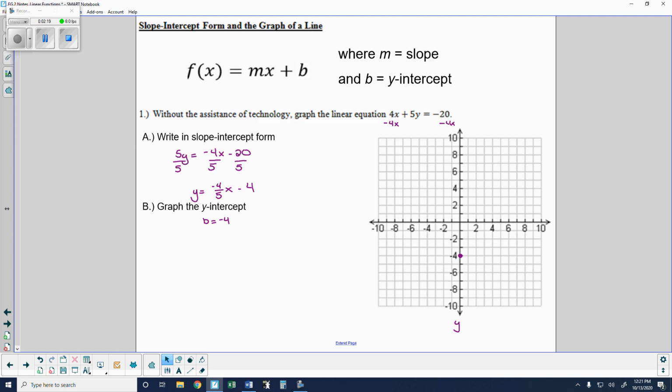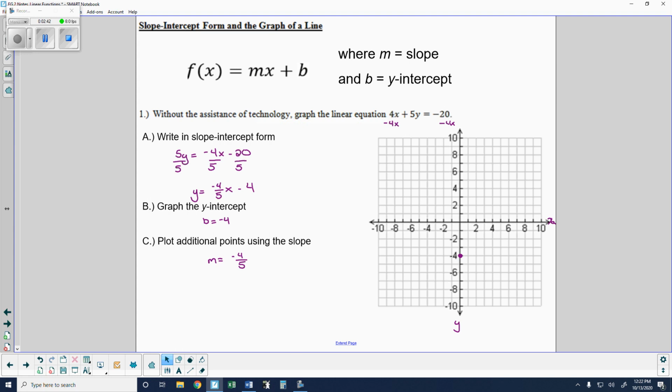Remember, the y-axis is the vertical axis. The x-axis is the horizontal axis, unless we're told otherwise. So we've graphed the y-intercept. Now we want to plot additional points using the slope. So the slope is the m part of the equation, and the m part of the equation, once we rewrote it, was negative 4/5.